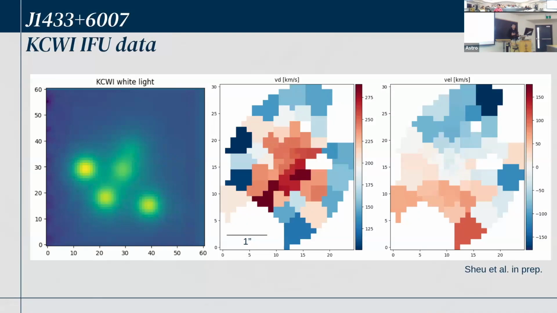Additionally, we have around 10 hours of KCWI IFU data, which allows us to better constrain the kinematics of this lens galaxy. Here in the middle is the kinematic map of the velocity dispersion, and on the right is the line of sight velocity. This gradient that you see here means that it's actually rotating. We use both of these maps to constrain its dynamical model in order to break the mass sheet degeneracy, and to better inform ourselves of the underlying mass within the galaxy.